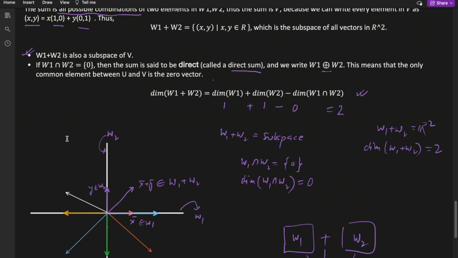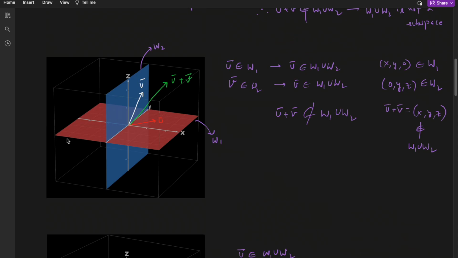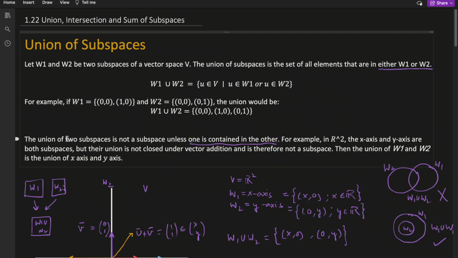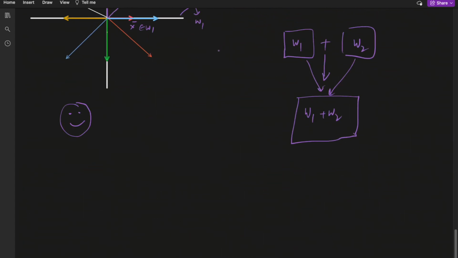So this is the key difference between the sum of subspaces and the intersection and union of subspaces. These are very confusing because they look very similar. Okay, so that's all for this lecture.